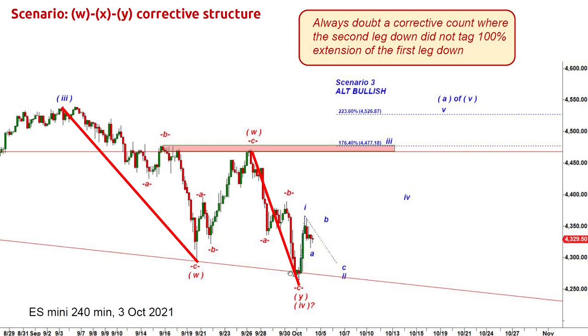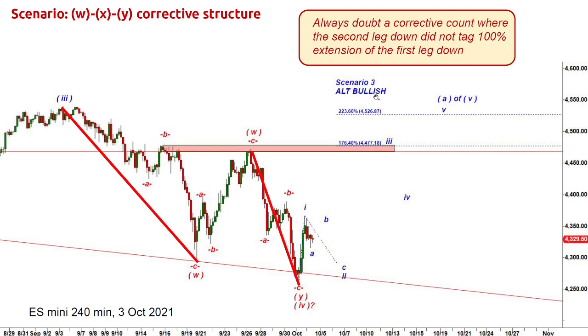And if we look through that angle, we could have said that the whole corrective structure looked like it bottomed, and the first push higher on Friday was the start of a new 5-wave up rally. And that was my scenario 3, the least probable alternative bullish scenario. It was not the most probable one because, as I've just mentioned, the second leg down failed to take 100% extension of the first leg down. So that second leg down looked short in comparison to the first leg down. So that was scenario number 3.